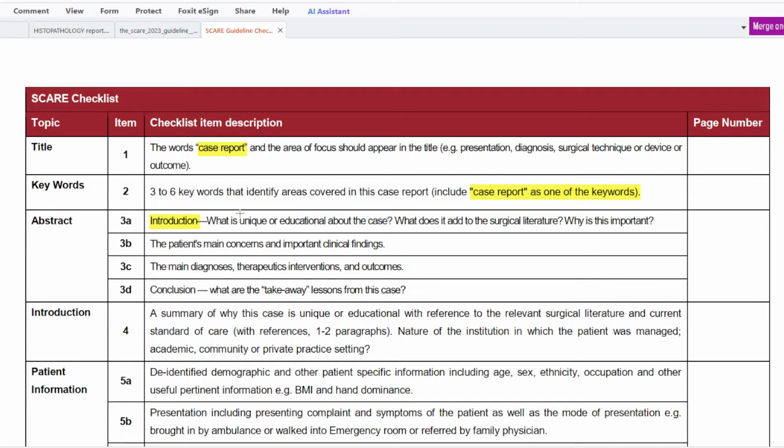What is unique or educational about this case? What does it add in the surgical literature? Why is it important? So this is the introduction. And 3B, mainly these are in the abstract part. 3B, the patient's main concerns and important clinical findings.